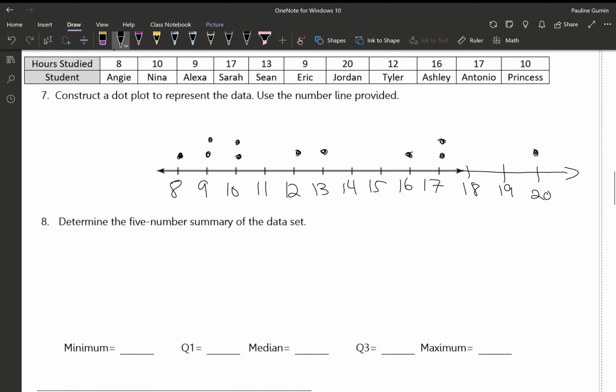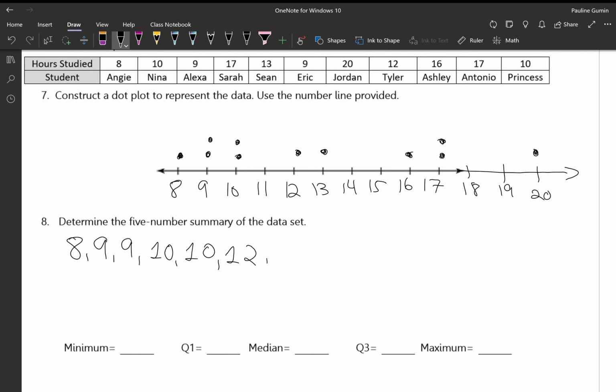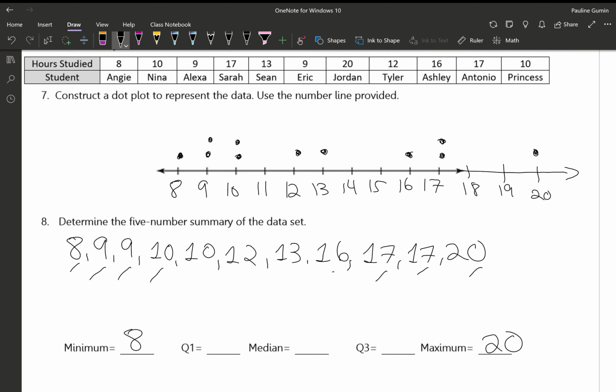Let's do it. All right, I got 1 8, 2 9s, 2 10s, a 12, 13, 16, 2 17s, and a 20. All right, let's write down the minimum. That's our smallest number, 8. Our maximum is 20. Now let's find the median of the whole data. So I'm just going to cross one number off on each side. Okay, looks like we've got 12 as our median.